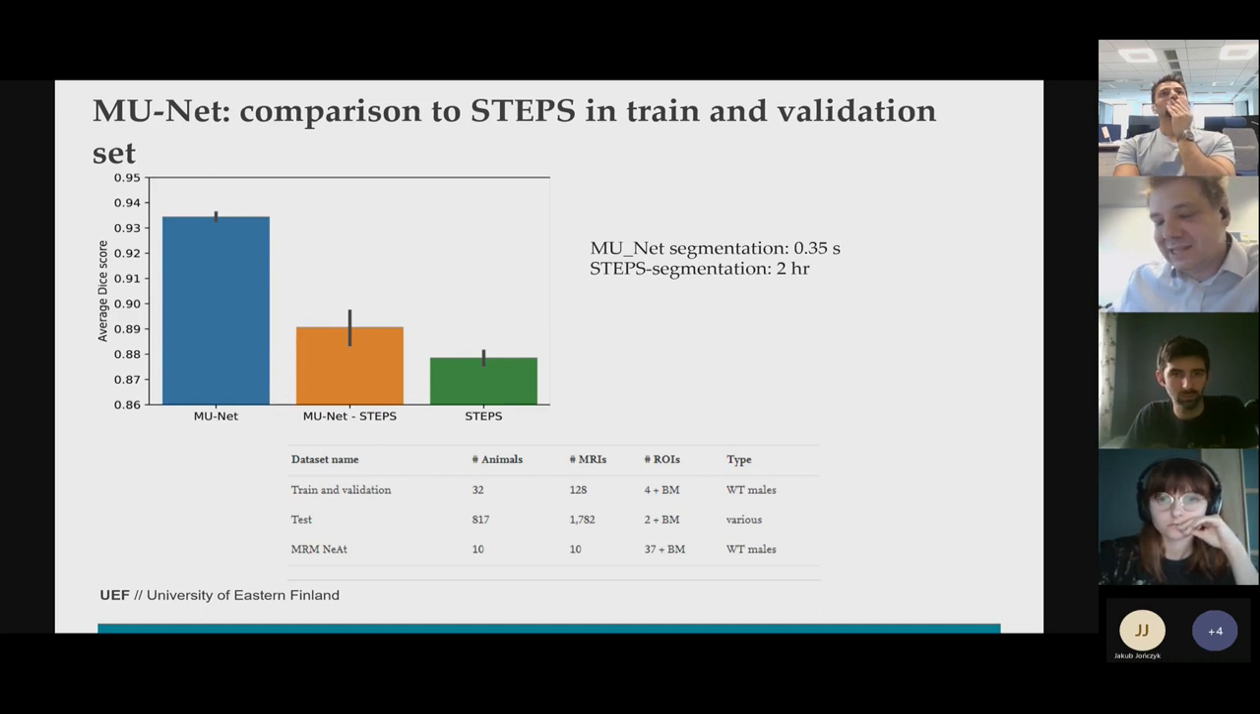So in my mind, this is one demonstration that we can really learn something about the problem with these approaches.